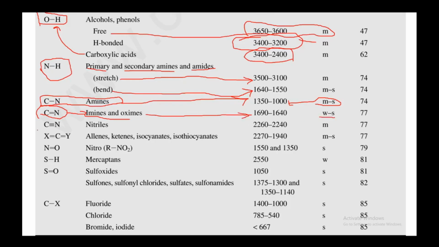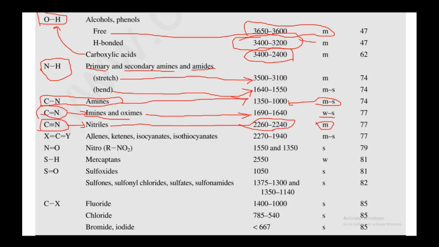How can you recognize the carbon triple bond nitrogen, that is nitriles? This bond is present in nitriles or cyanides, we can say, and this gives you the peak at around 2260 to 2240, and the peak intensity is medium.